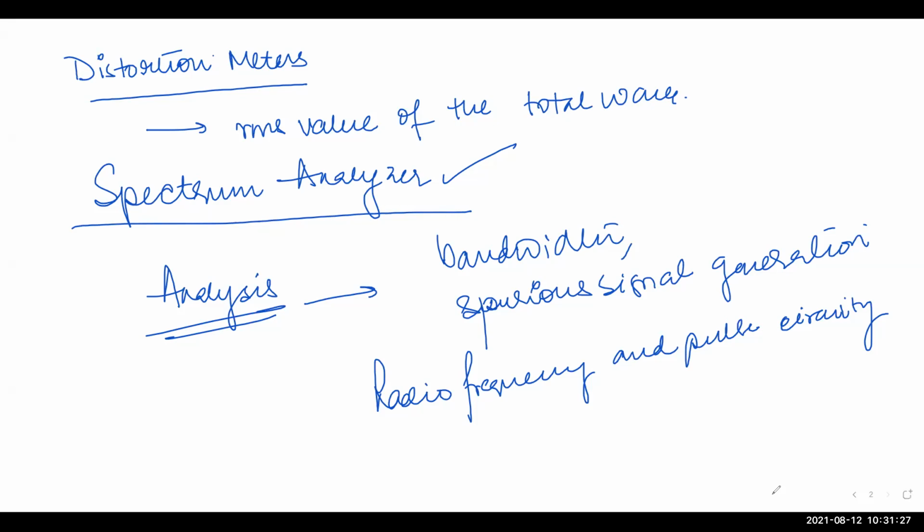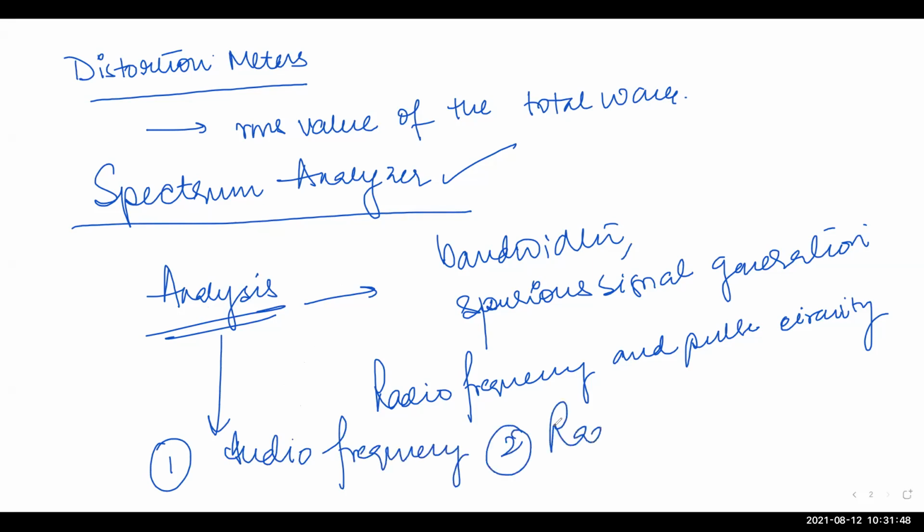Spectrum analysis is divided into two major categories on account of instrumentation limitations and capability. So what are they? One is audio frequency analysis, and the second is radio frequency spectrum analysis.